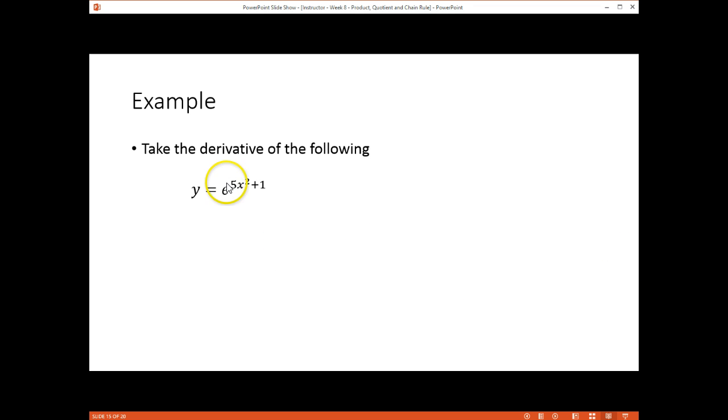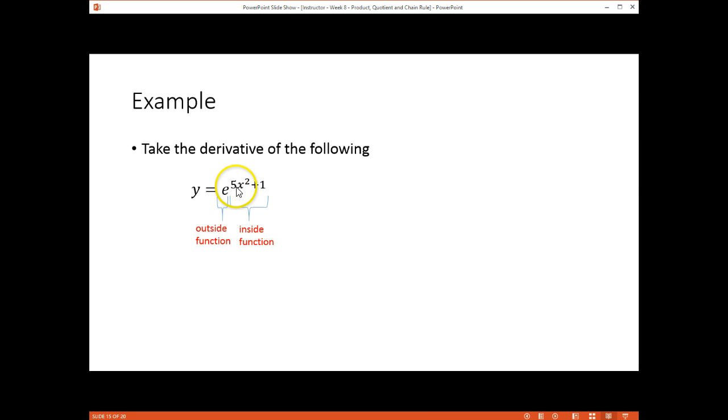Another example of this, I have e to the 5x squared plus 1. I want to take the derivative of this. Well, we have an inside function, which is the 5x squared plus 1. A lot of times you ask yourself, how do I identify the inside and the outside function? What do you plug into first? That's going to be your inside function. We clearly plug into the 5x squared plus 1 first. Your outside function is simply e to this power.